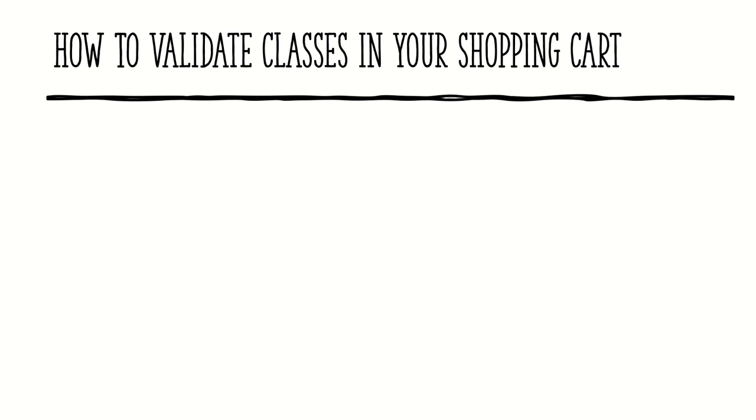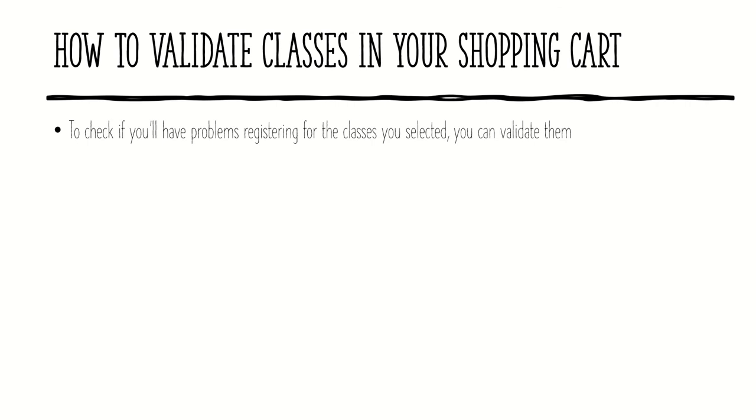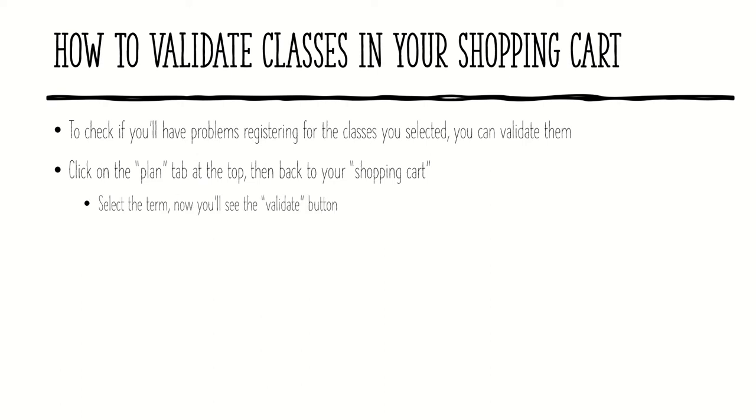One thing you can do while you have your classes in your shopping cart is to validate them. The purpose of validating classes is to check if you'll have problems registering once your registration does become active, and I will show you how to do that. You'll click on the Plan tab at the top of your menu, and then you'll get back to your shopping cart so that you can see the Validate button at that point.